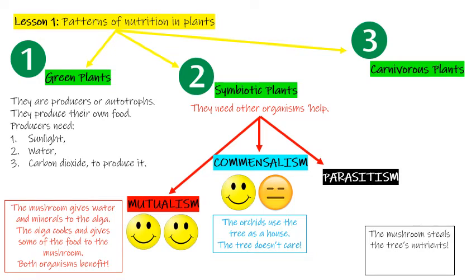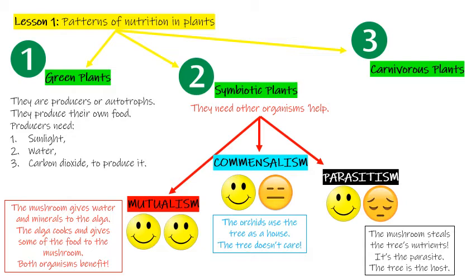Parasitism is the last type of relationship between organisms. Let's take the example of the mushroom with the tree. The mushroom cannot cook, cannot make its own food, so it steals others' food. The mushroom steals the tree's nutrients. The mushroom is the parasite, the tree is the host. The mushroom is happy, it is getting the food that it needs. The tree is so sad, there is someone stealing its food. When one organism is happy and the second is sad, we call this relationship parasitism.